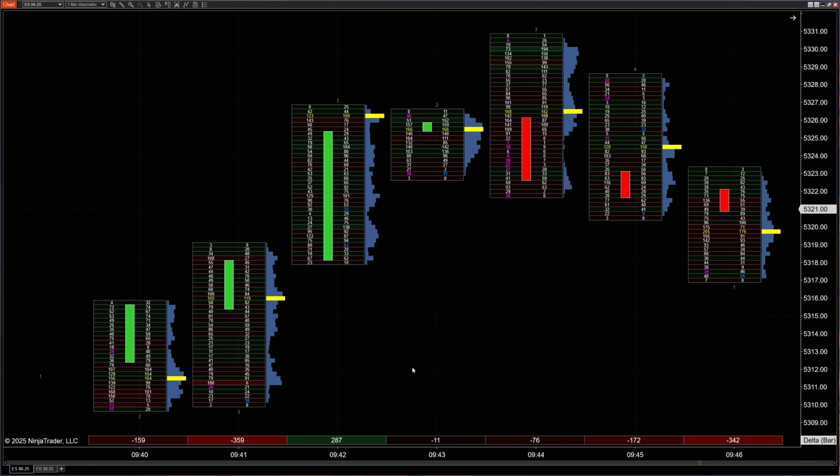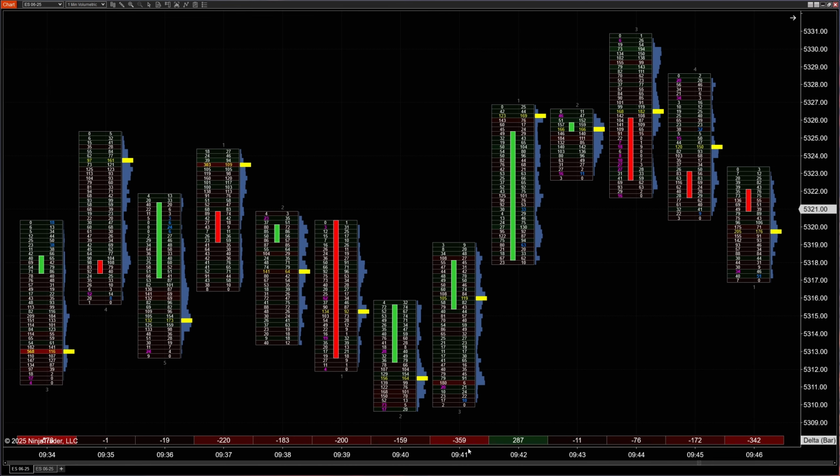Now, let's talk about another key component that I'm using with these footprint charts, and this is going to be delta. You can see the delta right down here at the bottom of the chart. This candle right here had minus 359. This one had plus 287, minus 11, minus 76, minus 172, so on and so forth. That's going to be critical as well, because that's going to show us, one, how strong the market is in any one direction, and also two, are we starting to see early signs of weakness in this market?